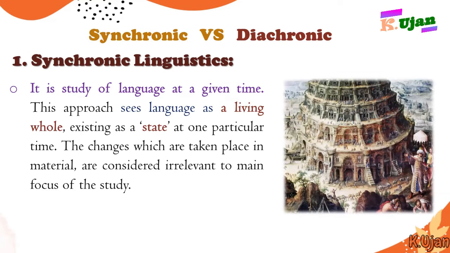This approach sees the language as a living whole, existing as a state at one particular time. The changes which are taking place in material are considered irrelevant to the main focus of the study. यानी लैंग्वेज को समझना कि ये एक स्टेट है, लिविंग होल है, जिंदा कोई चीज़ है, और हम उसको वैसे ही लेते हैं जैसे वो है, जिस तरह से लैंग्वेज इस्तेमाल की जाती है.